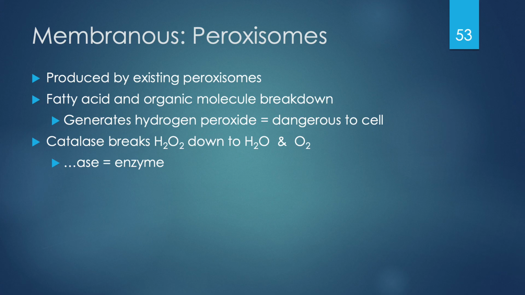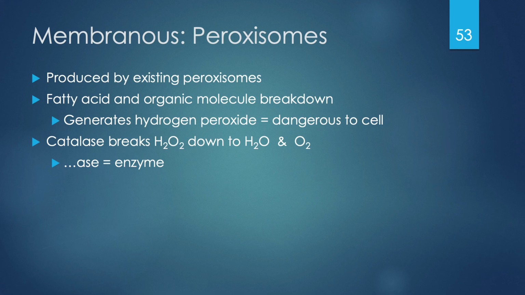So basically what has to happen is that hydrogen peroxide has to be broken down into something safer, right? So catalase, which is an enzyme, anytime you see -ase at the end of something, it's an enzyme, catalase is going to break down hydrogen peroxide into two very safe things. First is water, and the second is oxygen. So these are incredibly important organelles, as you can imagine.